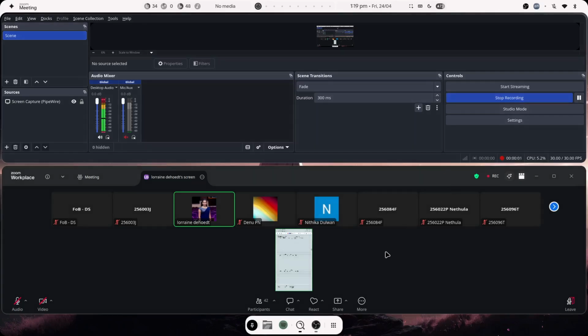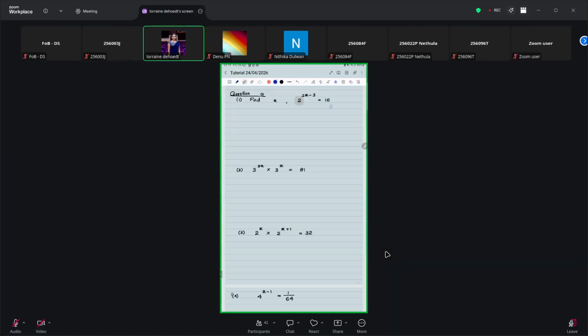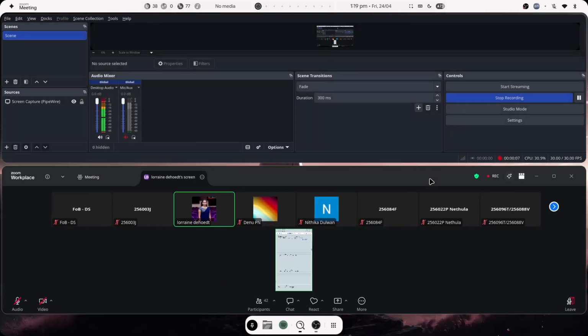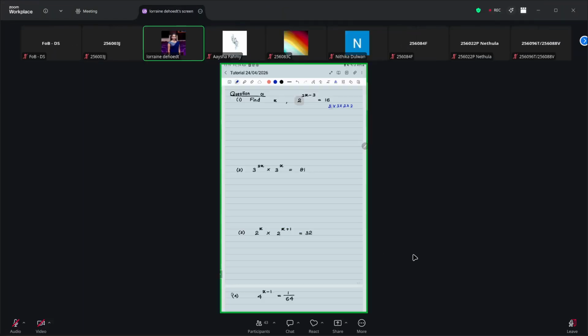Power 4. You know, 2 into 2 into 2 into 2. So 2 into 2 is 4, 4 into 2 is 8, 8 into 2 is 16. So 2 to the power 4 equals 16. So you can rewrite this equation as 2 to the power 2x minus 3 equals 2 to the power 4.